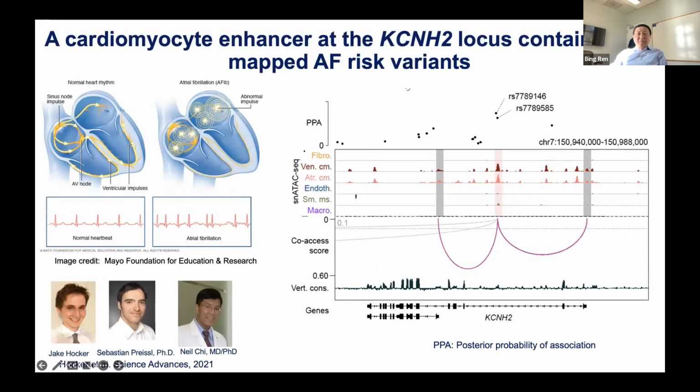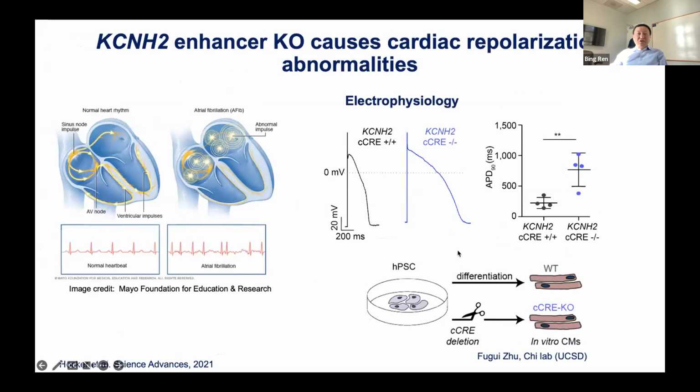And we show that using our maps, two of the fine mapped risk variants with high posterior probability sit squarely on top of this open chromatin discovered in the ventricular or atrial cardiomyocytes. And this open chromatin, or candidate regulatory elements, let's call them that way, is located in the intronic region of a gene known as KCNH2. What is KCNH2? It encodes a potassium channel protein. So what does potassium channel protein do here? It turns out that potassium channel protein is absolutely necessary for the conductance of action potential in the heart cells.